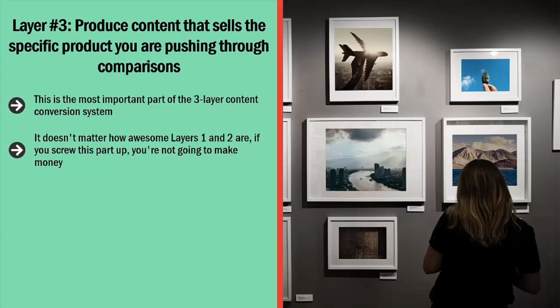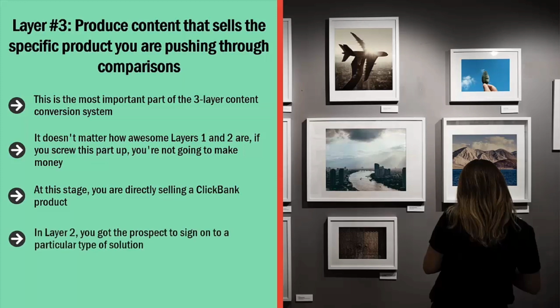Seriously, this is where you drop your ClickBank product affiliate link. At this stage, you are directly selling a ClickBank product. Now, what makes this very effective is that you're not blatant about it. In Layer 2, you got the prospect to sign on to a particular type of solution. They're not going to click through to Layer 3 if they do not agree with you that a certain category of options is the best for them. They would stay on Layer 2 and move on.